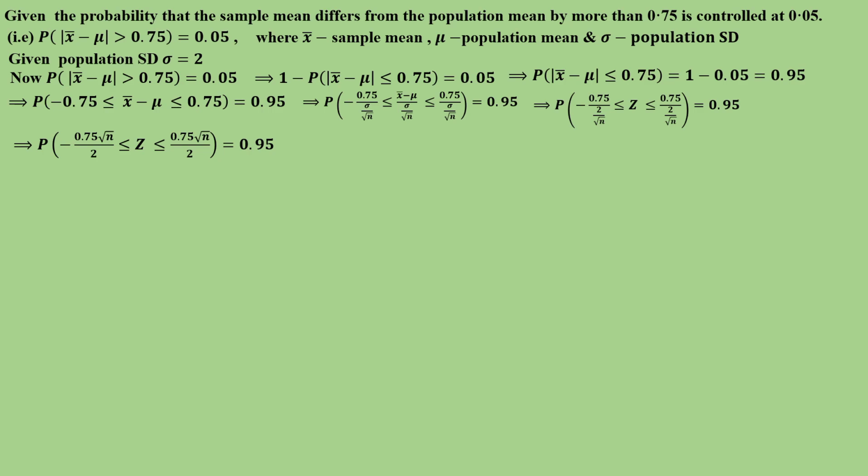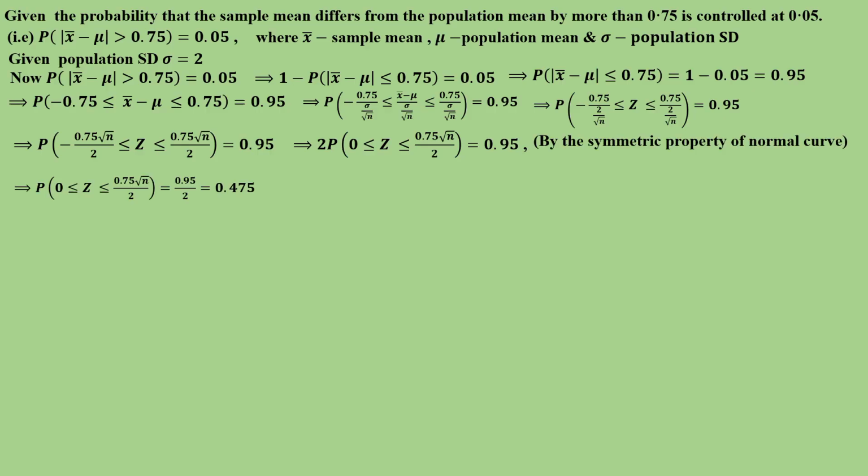Because the normal curve is symmetric, the negative area is equal to the positive area. So we have 2 times the probability of 0 less than or equal to z less than or equal to 0.75 root n by 2, which is equal to 0.95. So the probability of 0 less than or equal to z less than or equal to 0.75 root n by 2 is equal to 0.95 by 2, that is equal to 0.475.